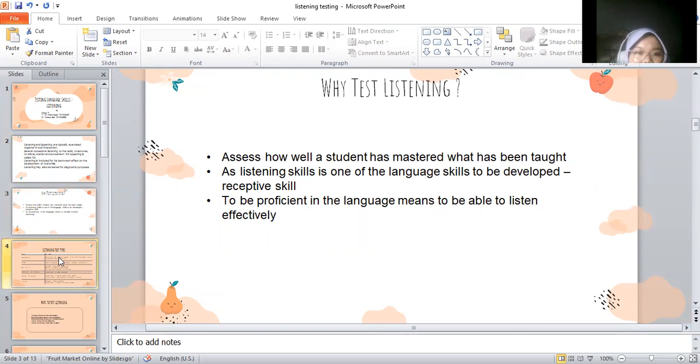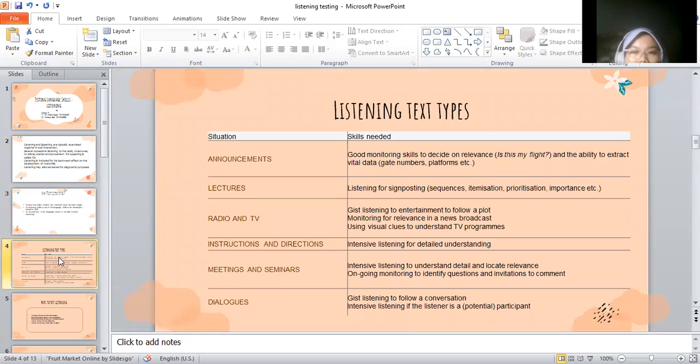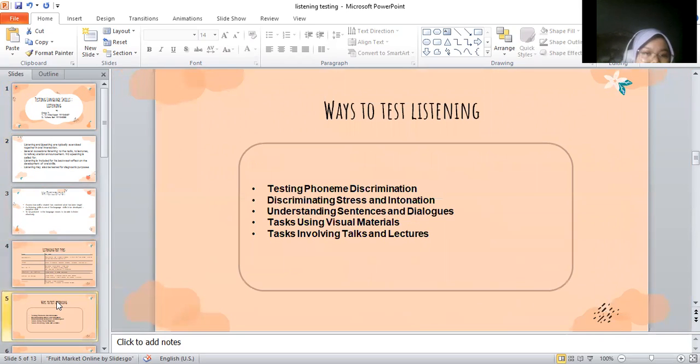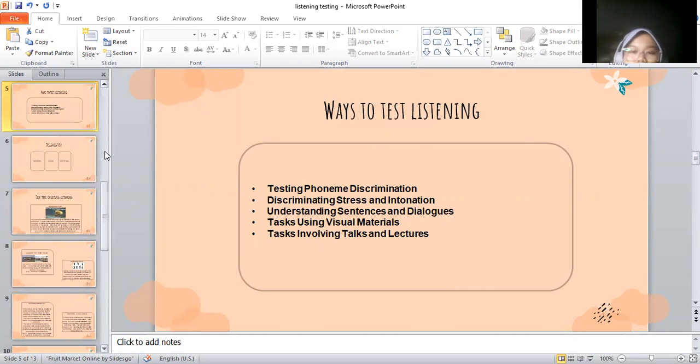And we move to the listening text types. The first, we have announcements. And then lectures, radio and TV, instruction and direction, and then meeting and seminar. And the last, we have dialogue. Okay. Now we move to the ways to test listening.